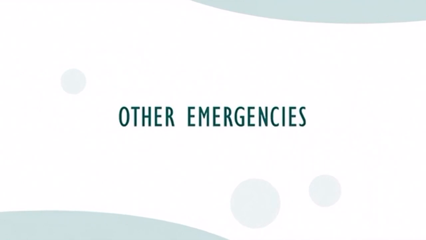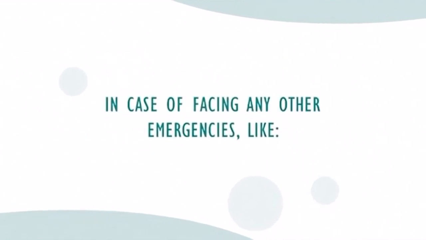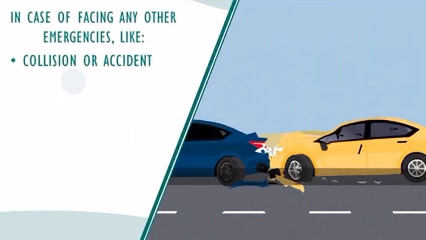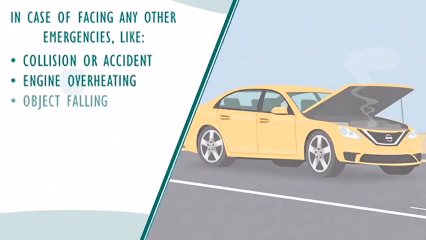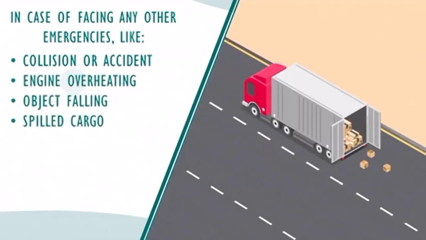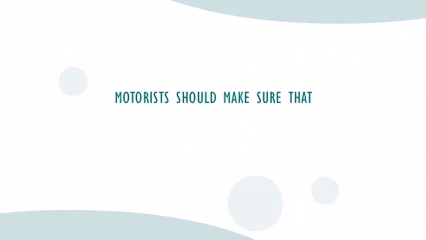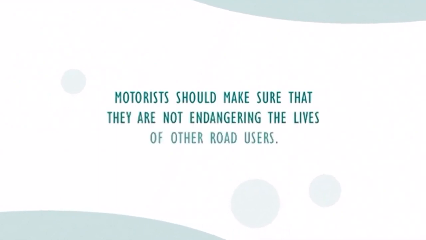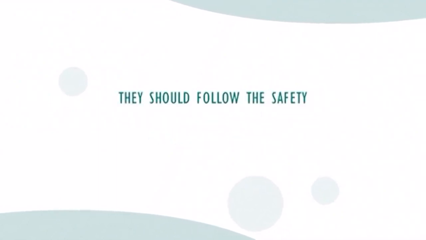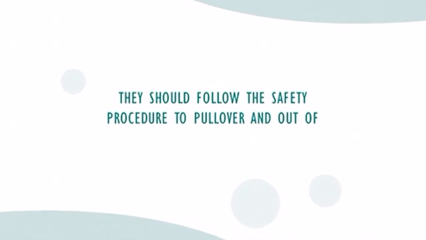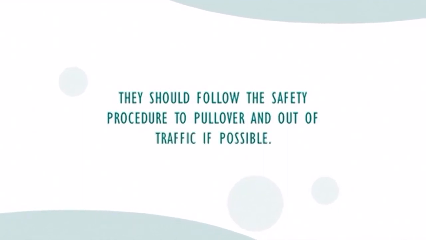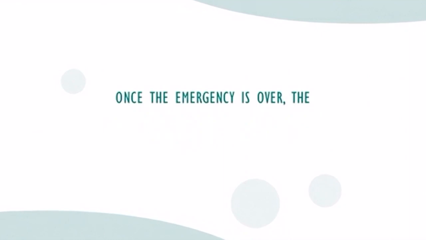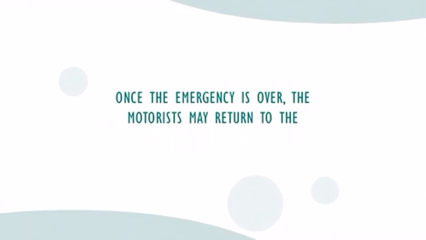Other emergencies. In case of facing any other emergencies like collision or accident, engine overheating, object falling, or spilled cargo, motorists should make sure that they are not endangering the lives of other road users. They should follow the safety procedure to pull over and out of traffic if possible. Once the emergency is over, the motorists may return to the freeway.